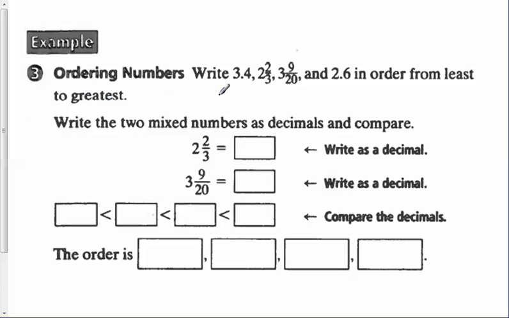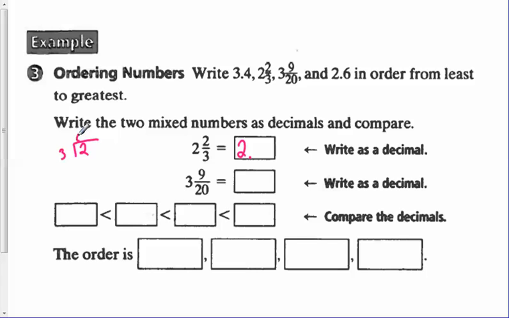Third example. This is where we need to compare in order, but we have both fractions and decimals. So the decimals, that's the easy stuff that we can compare. We just look by place value. Now we need to convert our fractions into decimals. So writing 2 and 2/3, I know it's going to be 2 point something. So I need to convert 2/3 into a decimal. So 2 divided by 3.